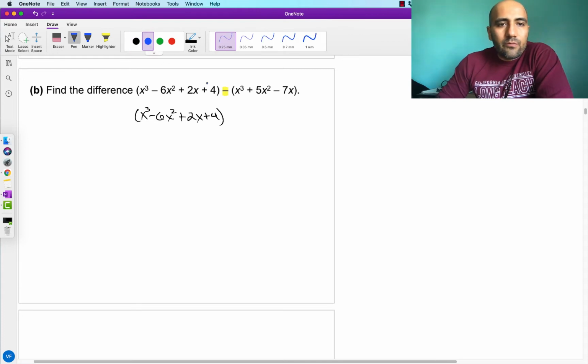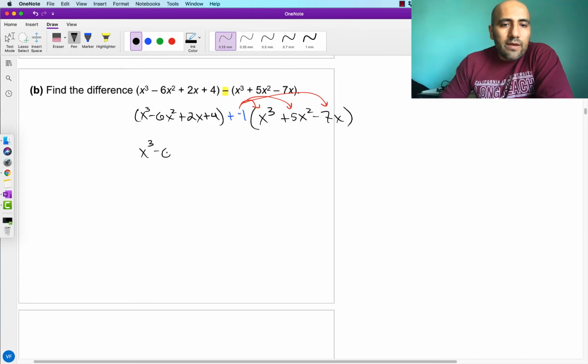And then technically we can rewrite this subtraction as an addition of a negative 1 times x cubed plus 5x squared minus 7x. And then I'm going to distribute. Each one of these terms deserves a chance to be multiplied by that negative 1. So we have x cubed minus 6x squared plus 2x plus 4.